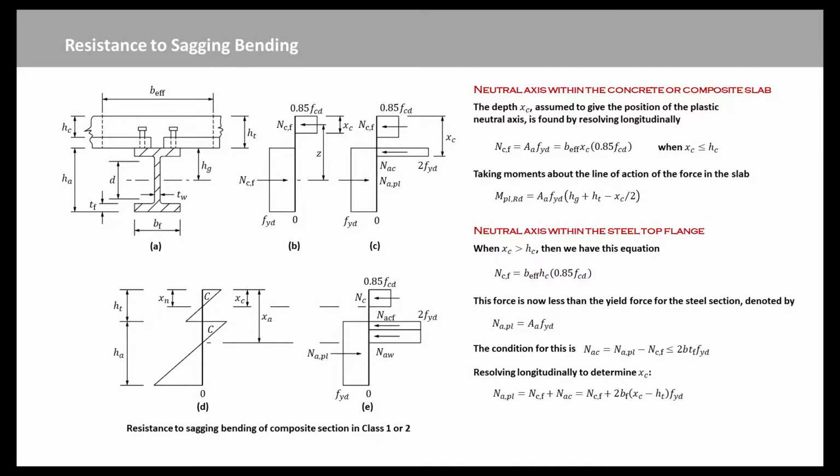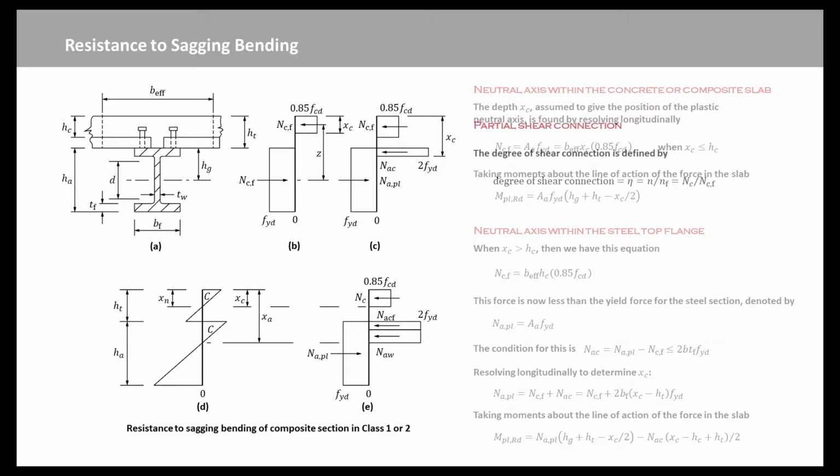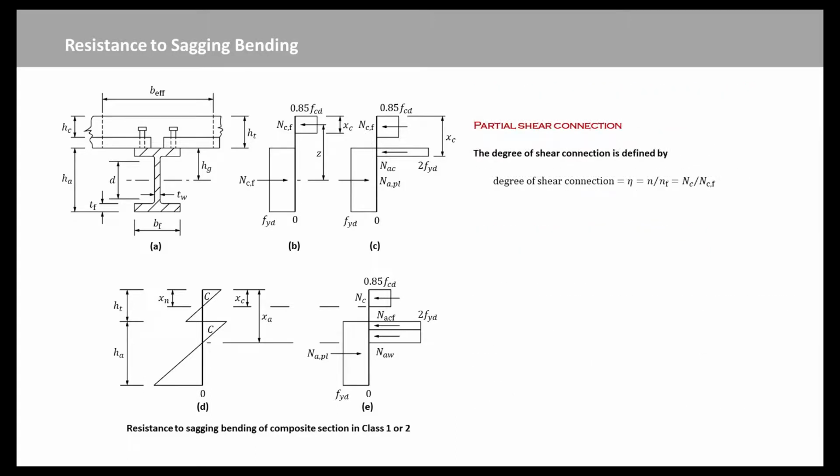Resolving longitudinally to determine xc, we obtain this equation. Taking moments about the line of action of the force in the slab, we obtain this expression. If xc is found to exceed ht plus tf, the plastic neutral axis lies within the steel web, and Mpl,Rd can be found by a similar method. The third one is partial shear connection.